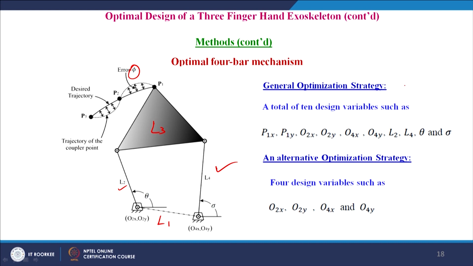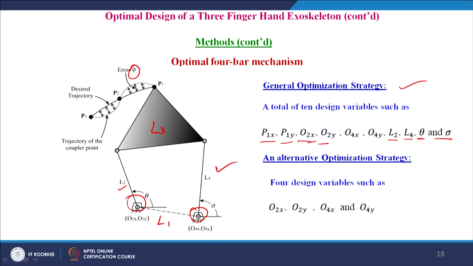Now coming to the general optimization strategy. Here we have 10 design variables such that P1x, P1y, similarly O2x, O2y, that is the pivot points, one pivot point in the left and one pivot point in the right. So we have 4 here, 2 plus 2, 4, plus this point P1x, P1y, then we have the link lengths L2, L4, and theta and sigma.